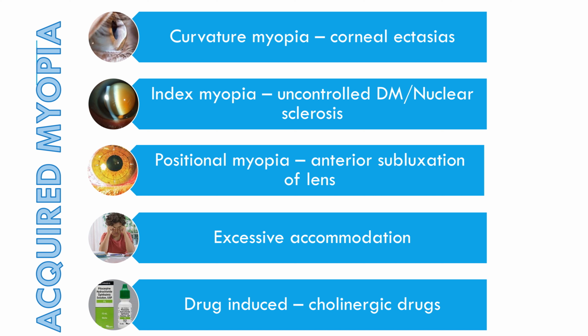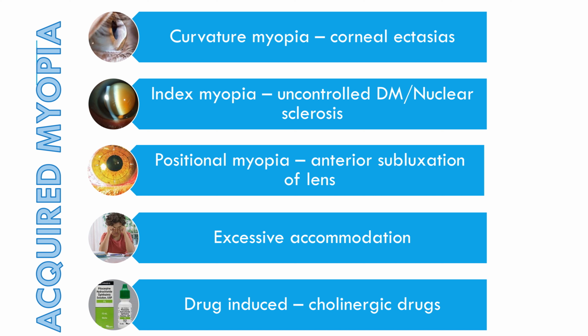So next is the acquired myopia. There is a list of other reasons which can cause myopia. The first on the list is curvature myopia, which is because of corneal ectasias, like keratoconus or keratoglobus, when the corneal curvature alters, this can cause a myopic shift in refraction. The second is index myopia. This happens in uncontrolled diabetes mellitus or in case of nuclear sclerosis, where the index of the crystalline lens changes and can cause a myopic shift.